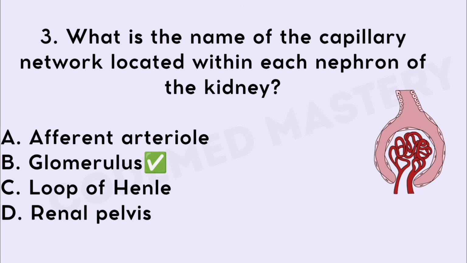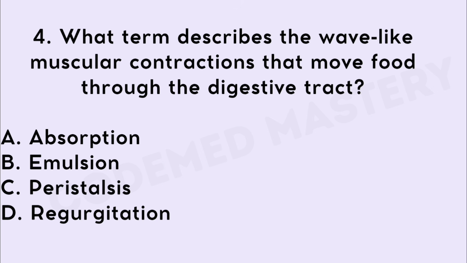Let us move on to the fourth question. What term describes the wave-like muscular contractions that move food through the digestive tract? Option A, absorption. Option B, emulsion. Option C, peristalsis. Option D, regurgitation. If you choose peristalsis, you're absolutely right. Peristalsis involves rhythmic contractions of smooth muscle that propel food along the GI tract. Okay? That is gastrointestinal tract.